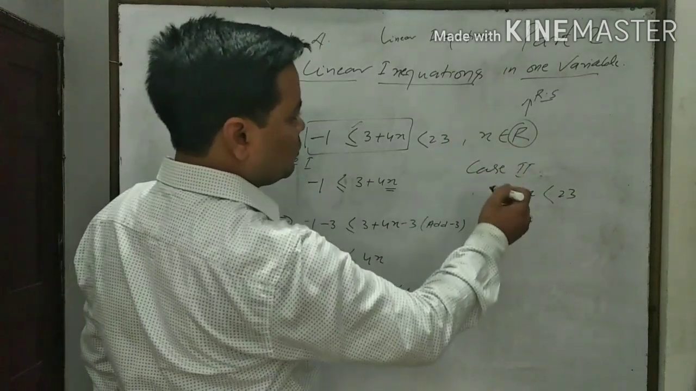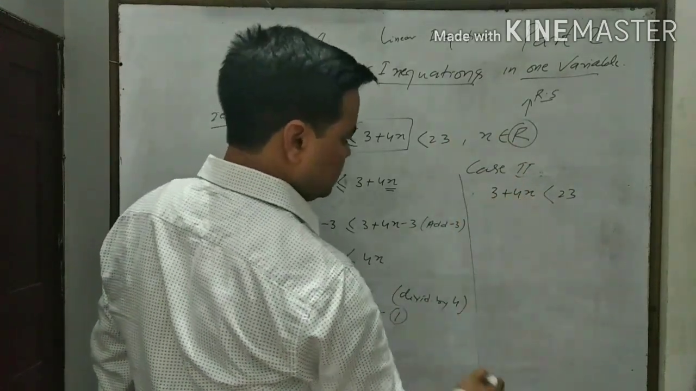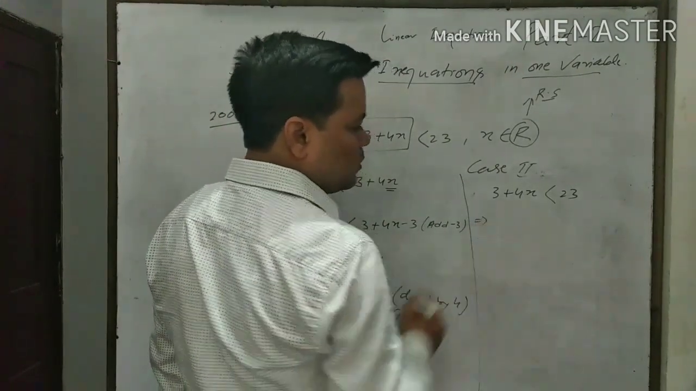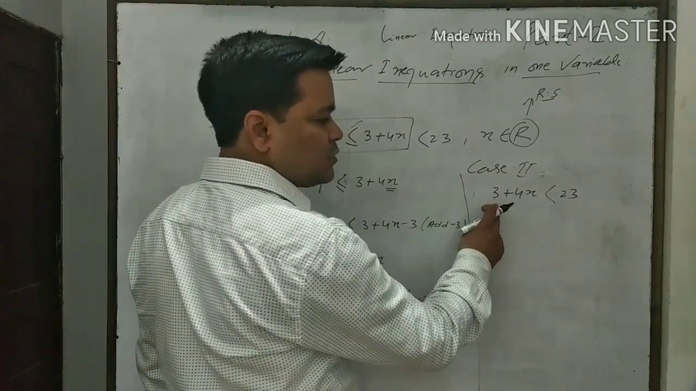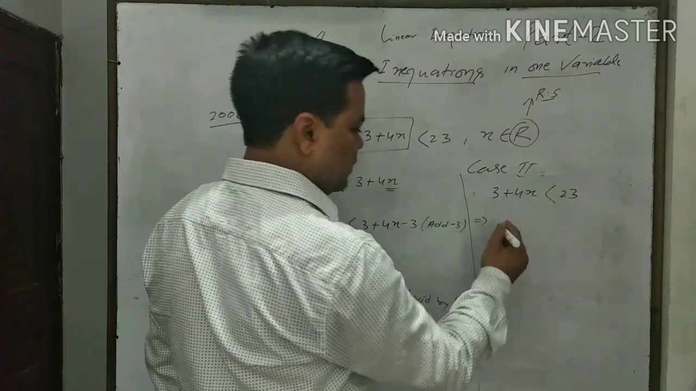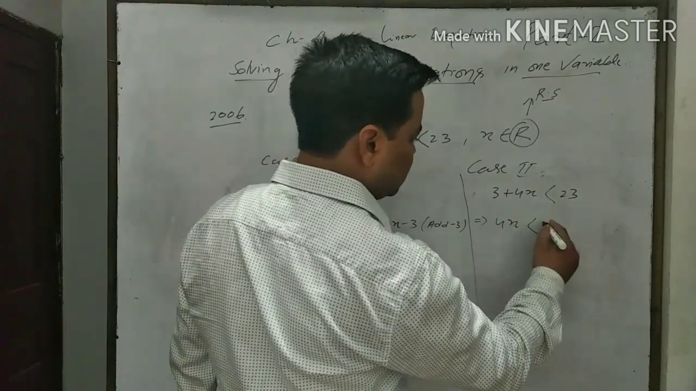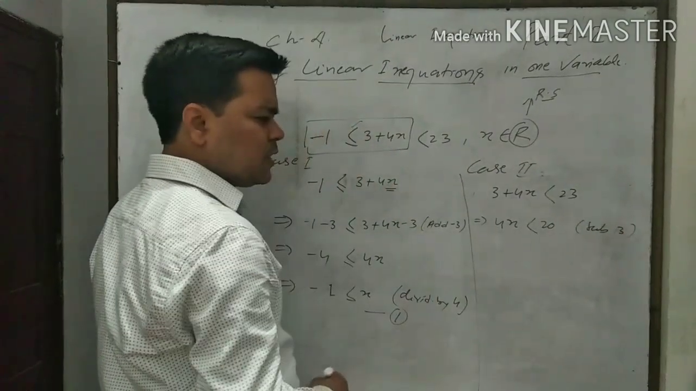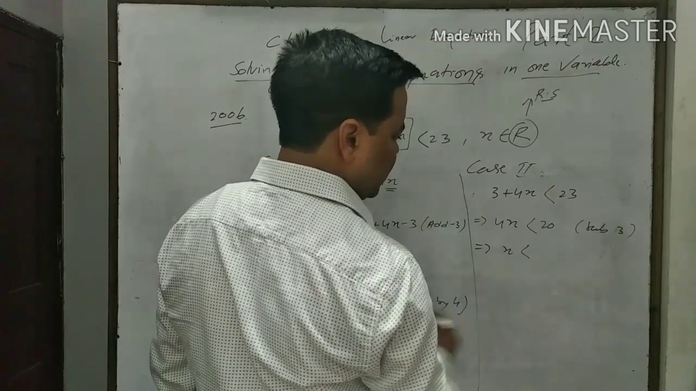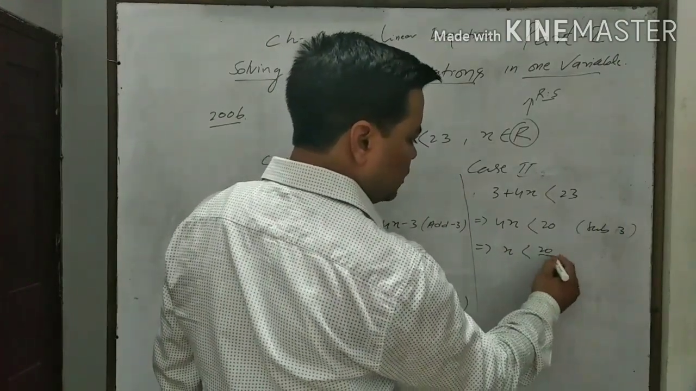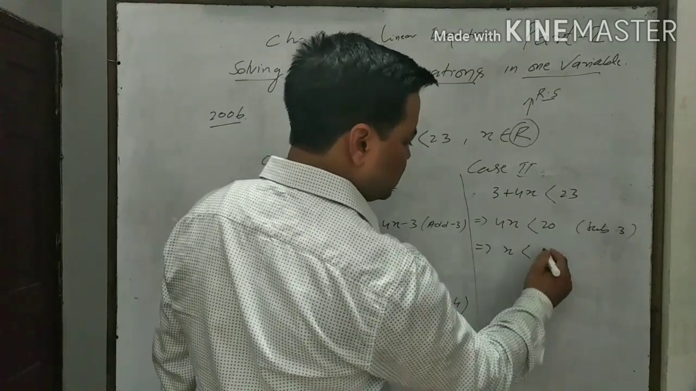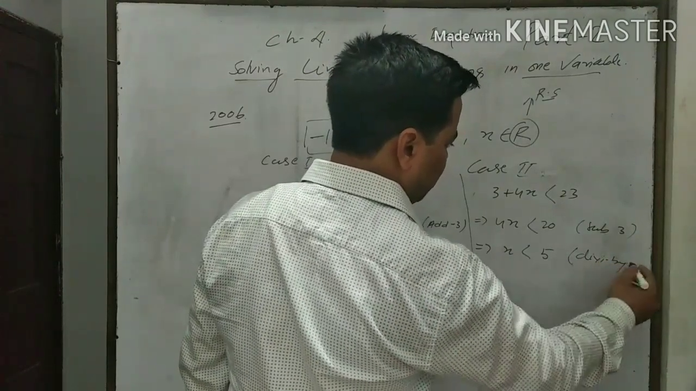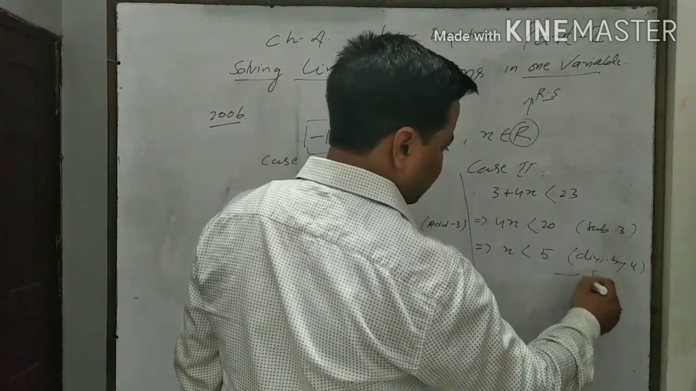Similarly, we do case second also. What do we want? We want to remove 3. How is it possible? Just subtract 3 from both sides. Then it will be 4x < 20. Again it will be x < 20 by 4, and 20 by 4 is 5. We divided by 4. Now this is inequation second.